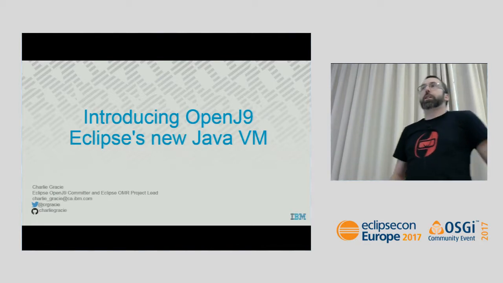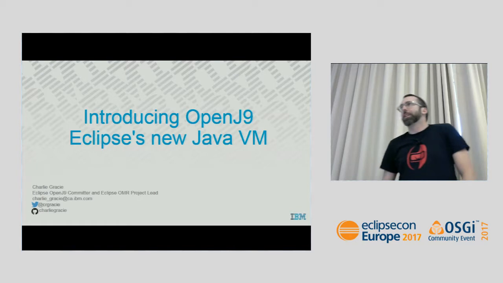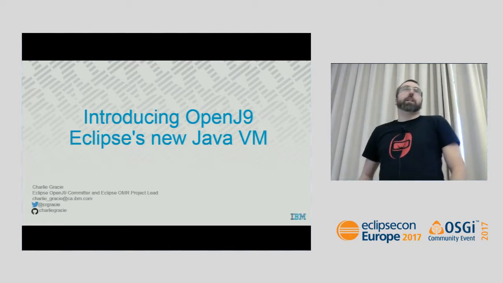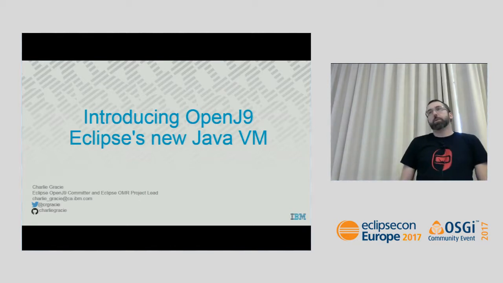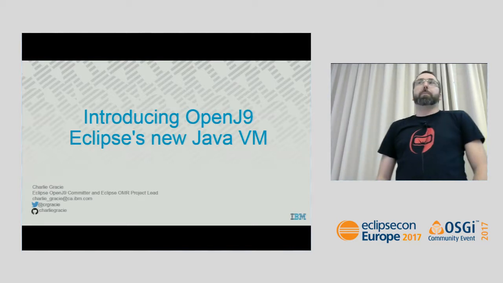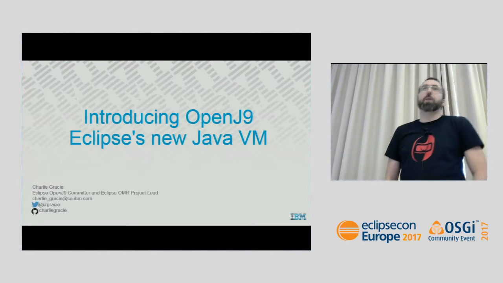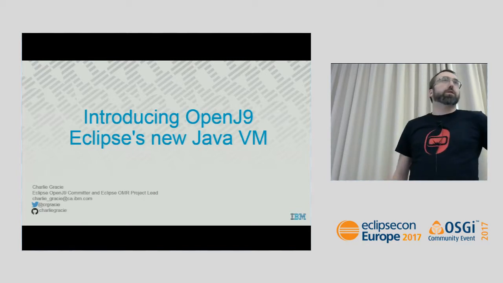My name is Charlie Gracie. I work for IBM on their runtime technology for about 13 years now. I'm going to be talking today about OpenJ9, Eclipse's new Java VM. It's a new project we've just open sourced at the Eclipse Foundation. I'm a committer on this project, and I'm also the project lead for the Eclipse OMR project, which is a smaller technology subset of our VM that I'll talk about later that's consumed by OpenJ9.